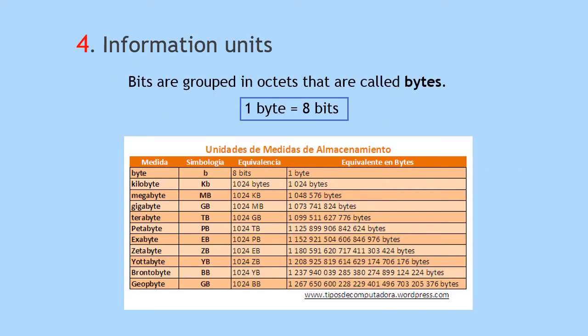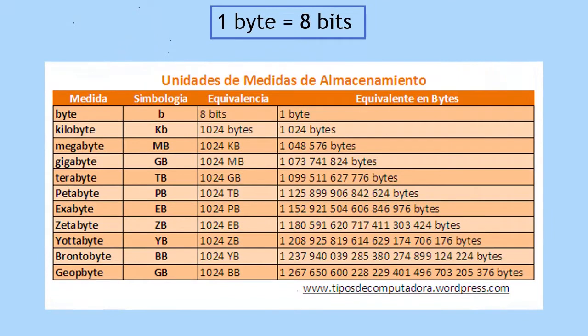Bits are grouped into octets that are called bytes. 1 byte is equal to 8 bits. This means that 8 zeros or ones is what we call 1 byte. And this is very important because bytes is what we actually use to measure how big files are.